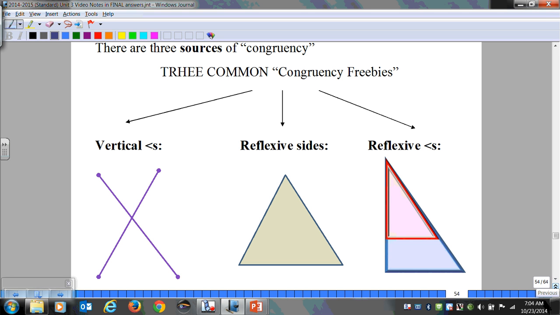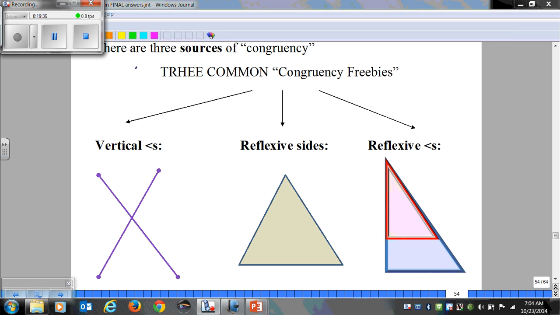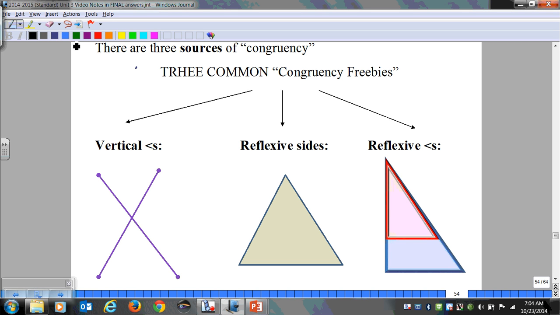Now we're going to talk about where you get congruency in triangles. I'm going to be using a term called freebies. This is not a technical term. Freebies, in my definition, means things that are true always, even when they're not in the provided information. So they're true because of the diagram, even if I don't list it as true in a word problem. If you see this scenario, it's automatically true.